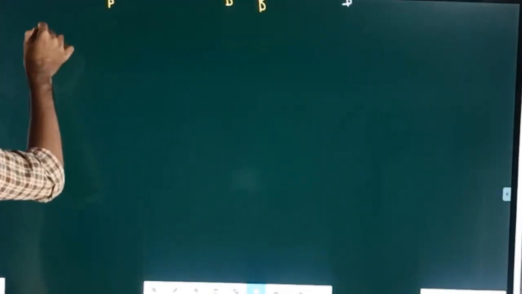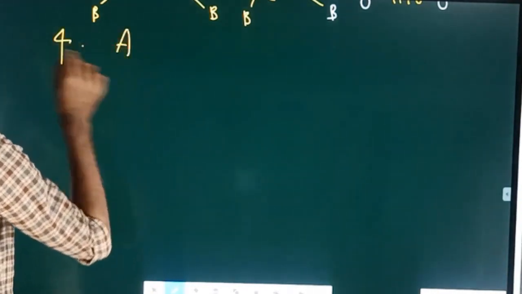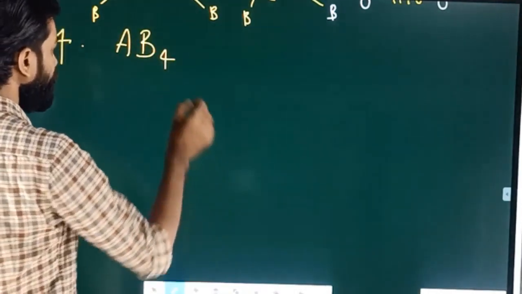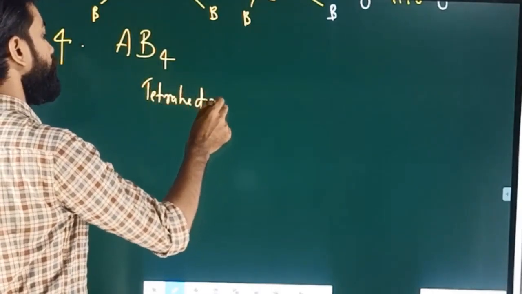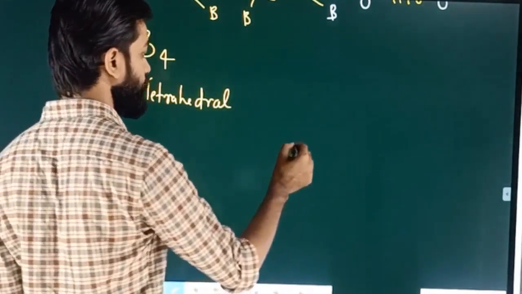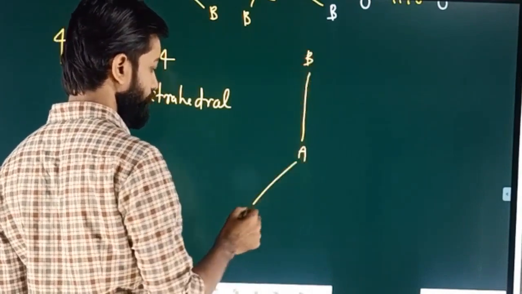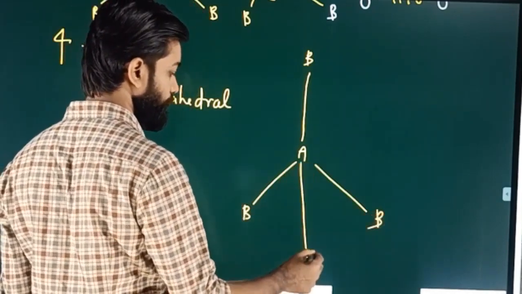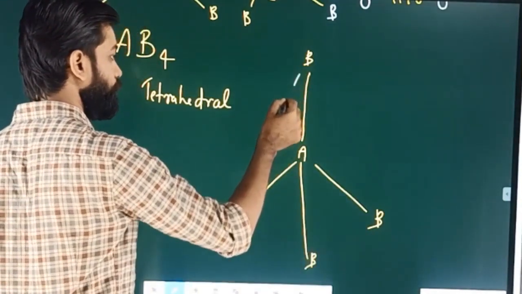Move to the fourth one, that is AB4. AB4, the shape called tetrahedral. Let me represent the tetrahedral structure: central atom A, a bond B, a bond B, a bond B, another bond B. So this is the tetrahedral structure.